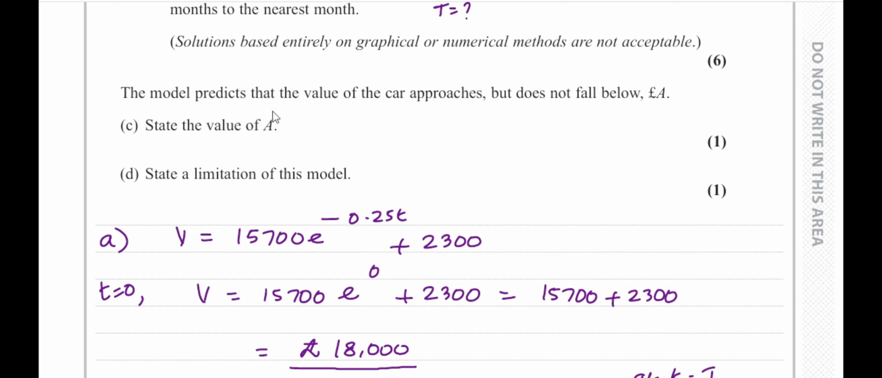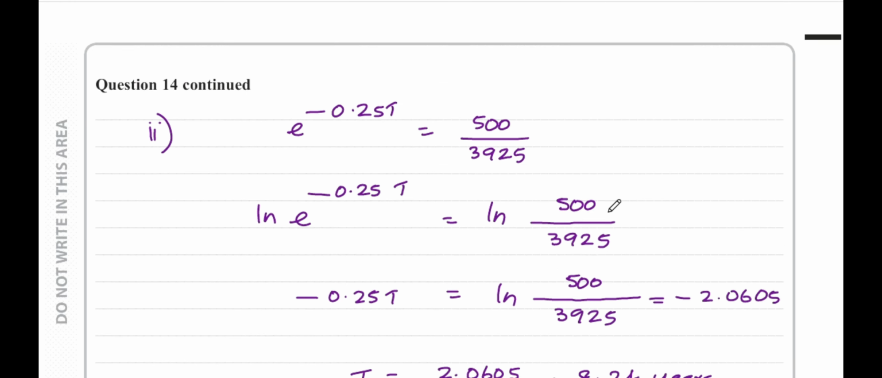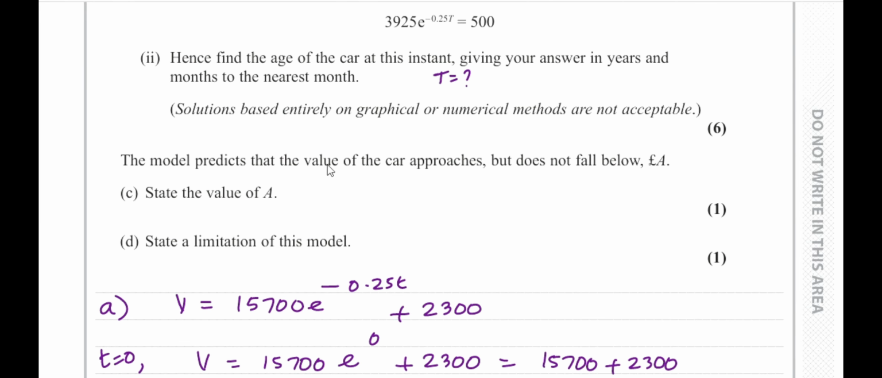Part C. The model predicts that the value of the car approaches but does not fall below A pounds. State the value of A. So let's write the equation once again. V pounds is equal to 15,700 e to the power of minus 0.25 t plus 2,300. The question says that when t increases at a particular time, it will reach the minimum value for this. The model predicts that the value of the car approaches but does not fall below a particular pound. What is that number of pounds?